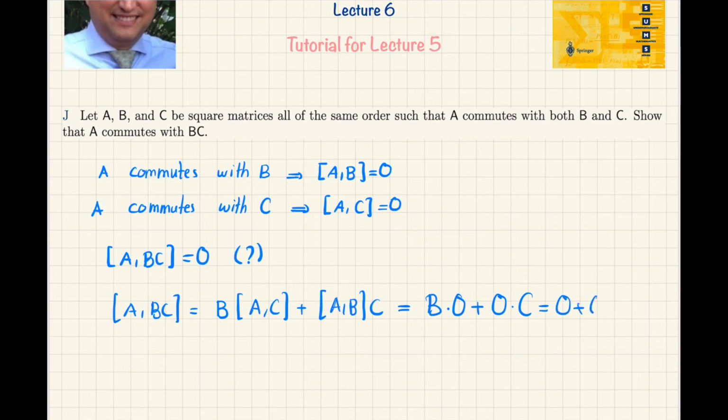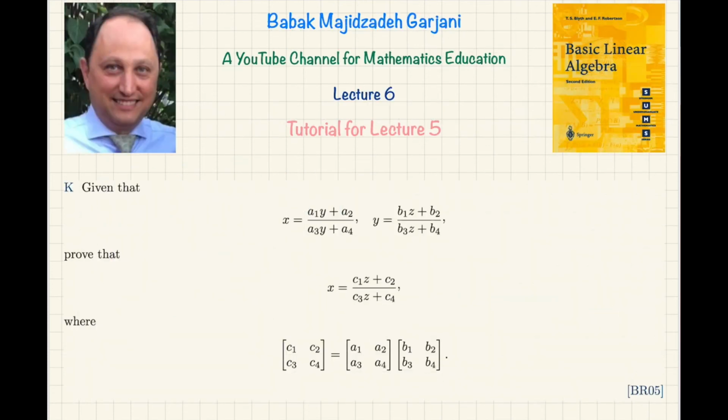It is the 0 matrix plus the 0 matrix, and the answer is 0. Okay, now we go to the next problem. Okay, problem K. Given that x is equal to this expression and y is equal to this expression, we are supposed to prove that x can be expressed as this expression, where these numbers that you can see here satisfy this matrix multiplication relation.